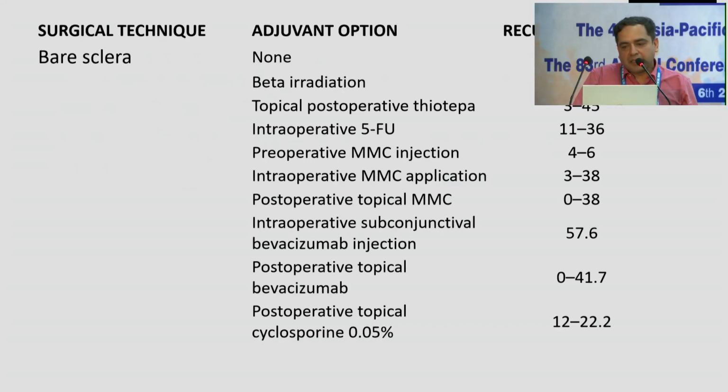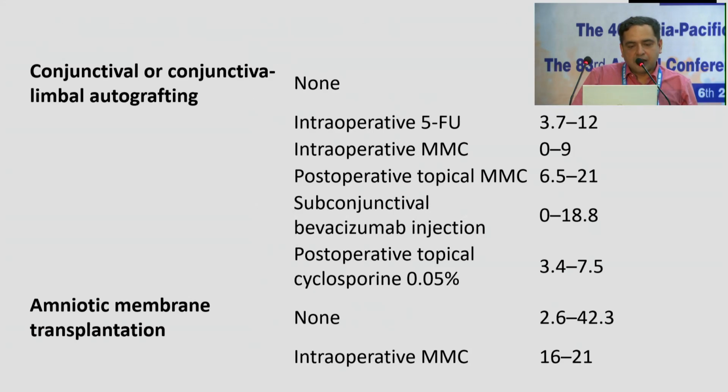The bare sclera technique has a recurrence of 24 to 89% with other adjuvant options. Next comes the conjunctival or the conjunctival limbal autografting, about 1 to 40%. The amniotic membrane transplantation, general recurrence about 2.6 to 42%.